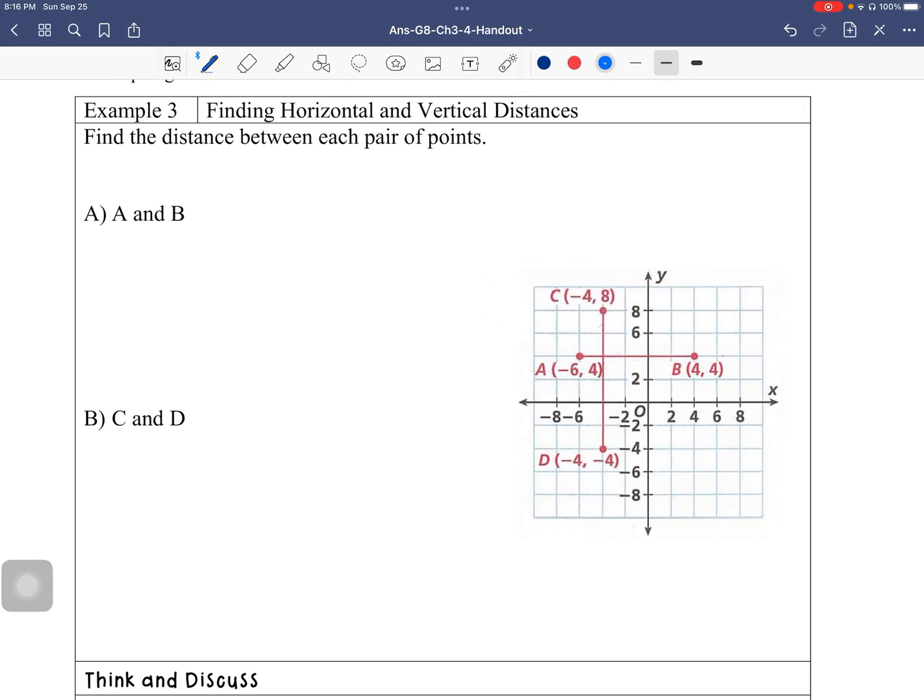So now find the distance between the ordered pairs A and B. There is 1, 2, 3, 4, 5. So the distance between A and B is 5. Or I can use the formula. This is the horizontal distance, so it's 4 minus -6, therefore 10. Okay, so watch out: each grid is 2 units. So it's actually 10 because each grid is 2 units.